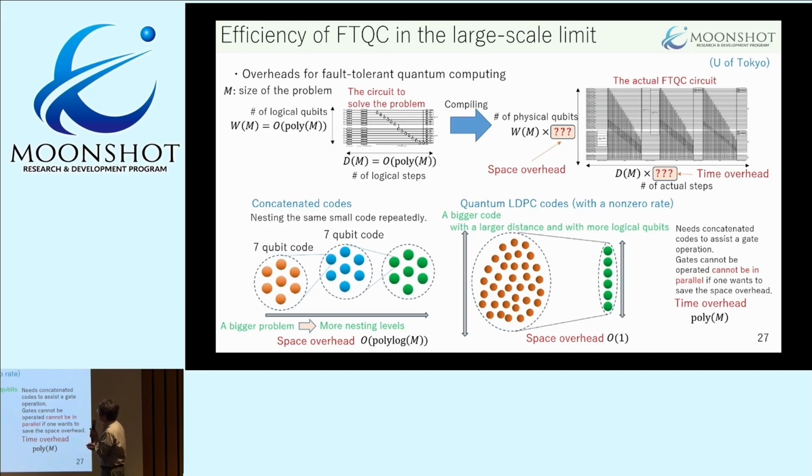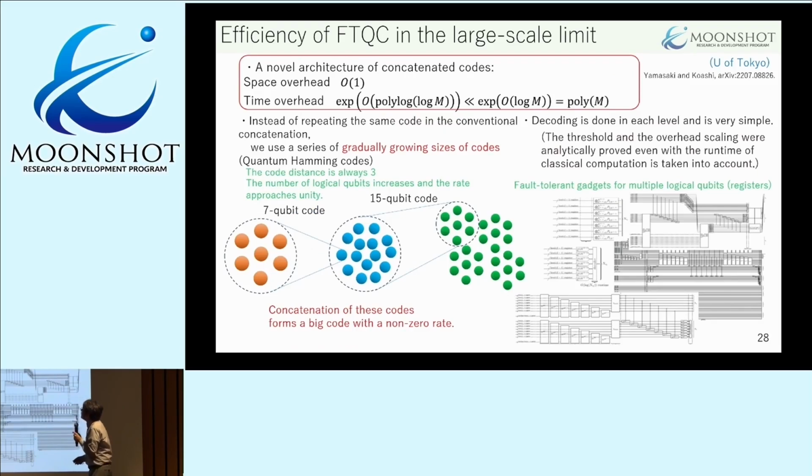Now, an interesting thing is that there is a family of good codes which achieves constant space overhead in this case. But this also has a disadvantage: the gate operations cannot be performed in parallel. So the time overhead is not so good. Now, our approach here is a kind of revival of the concatenated codes.